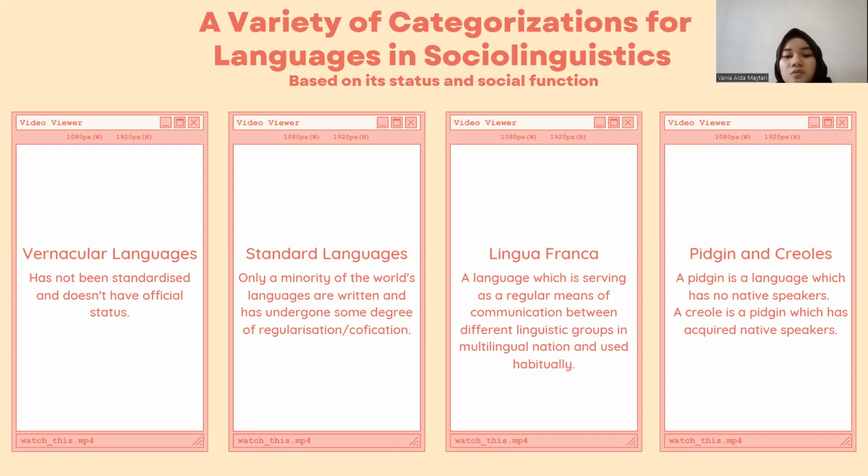A lingua franca is a language which serves as a regular means of communication between different linguistic groups in a multilingual nation and is used habitually. And the last is Pidgin and Creole. A Pidgin is a language which has no native speakers. Pidgins developed as a means of communication between people who do not have a common language. A Creole is a Pidgin which has acquired native speakers.